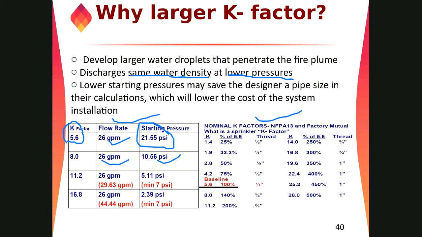If you go higher to K 8.0, the pressure reduces to 10.56 psi and the flow is the same. And all the way to K 16.8, we have the same flow in the column, at 2.39 psi. A sprinkler system needs a minimum of 7 psi, right? But these two sprinklers, 11.2 and 16.8, can provide this much flow.